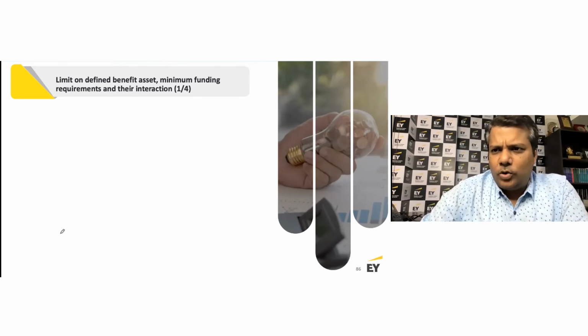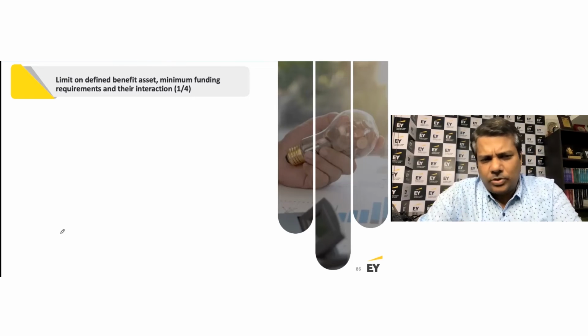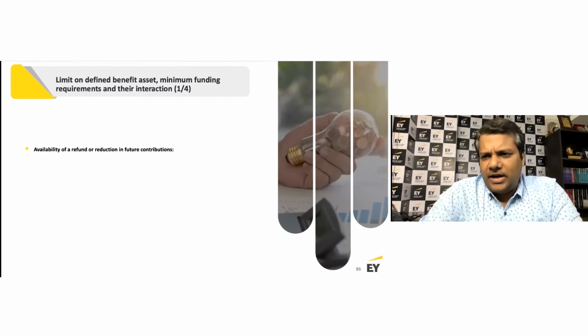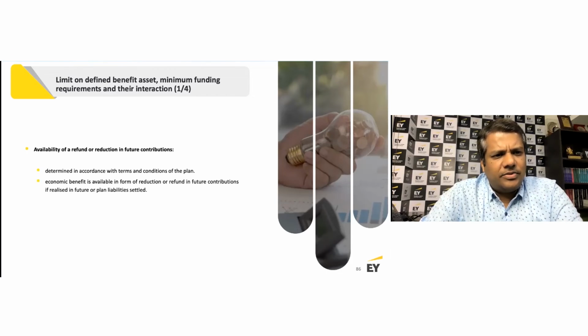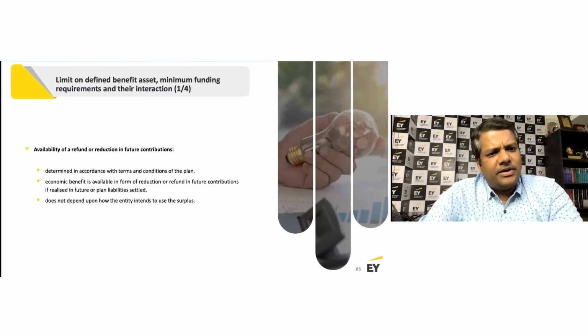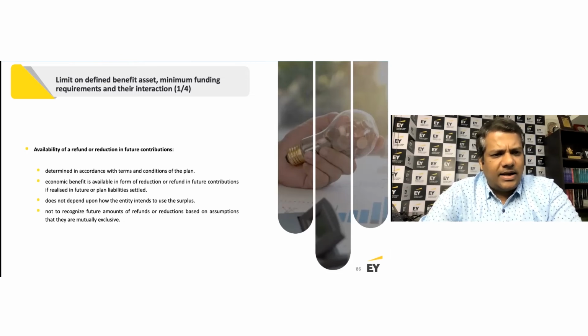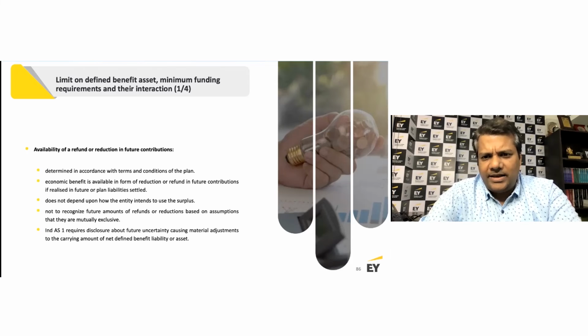Alright, so there could be a limit on defined benefit assets. So let's just look at those principles. So availability of a refund or reduction, right? That in a way becomes a part of the asset ceiling. How do you determine them? In accordance with the terms and conditions of the plan, economic benefit is available in the form of reduction or refund. And I was saying that I've rarely seen refund, but yeah, of course it helps you from a reduction perspective. It does not depend upon how the entity intends to use the surplus, and not to recognize the future amount of refund or reduction based on the assumption that they are mutually exclusive.